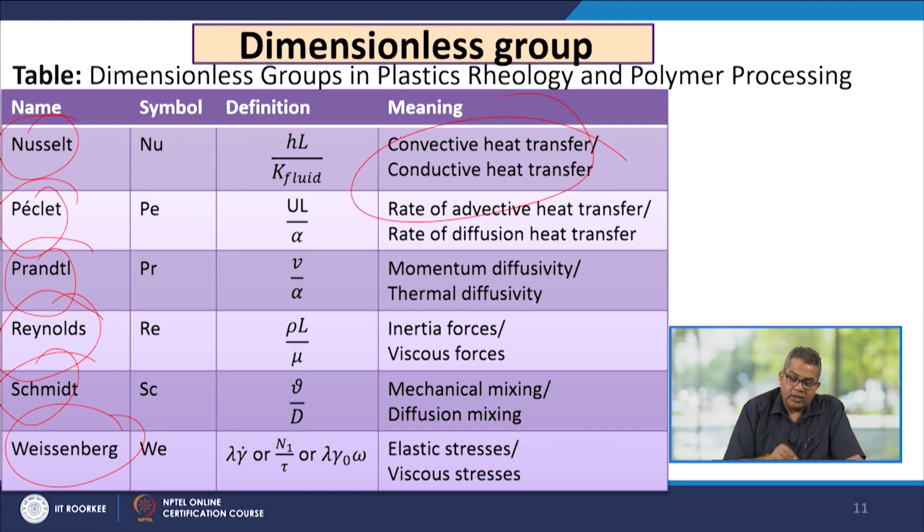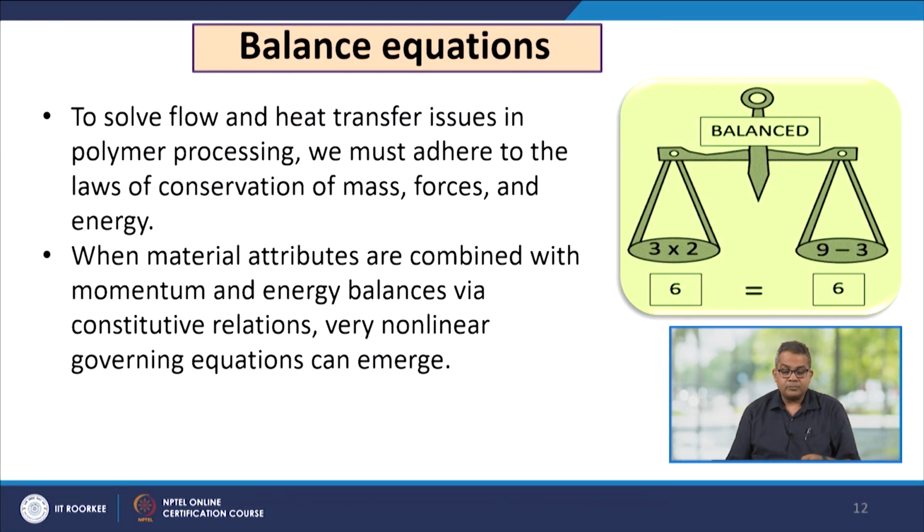Sometimes it requires convective heat transfer, then we should consider the Nusselt number. Then for the rate of advective heat transfer, the Peclet number. Then if we talk about the momentum diffusivity and the thermal diffusivity, then the Prandtl number comes in force. And if we talk about the inertia forces versus viscous forces, then the Reynolds number. And if we talk about mechanical mixing or diffusion mixing, then the Schmidt number comes in force. Now let us talk about the balance equation.